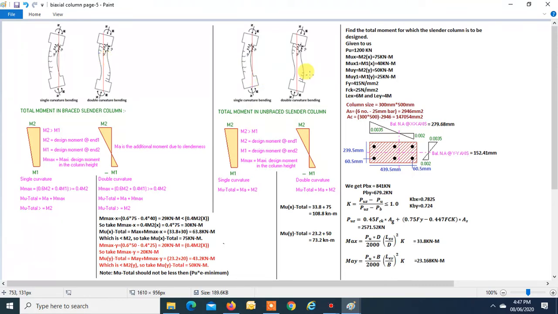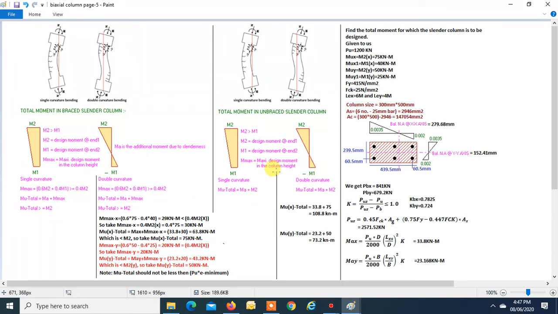Now, the code has given some relaxation. When the column undergoes single curvature bending, the bending moment diagram will be like this: M2, M1, and the larger moment of these two is to be considered as M2, and the smaller moment is to be considered as M1. When it is a case of double curvature bending, then M2 is the larger moment and M1 will be the smaller moment, but M1 will take a negative sign.